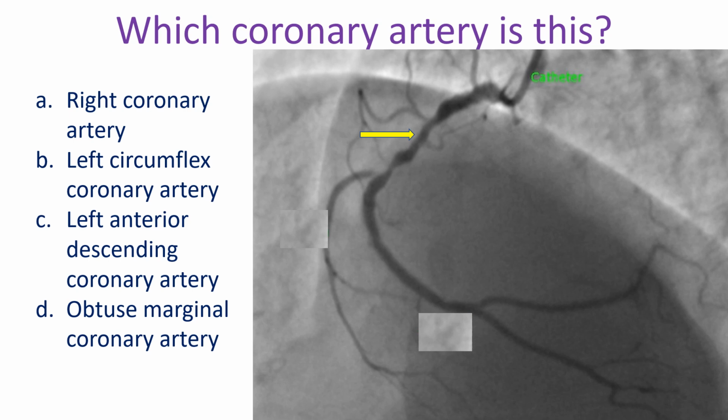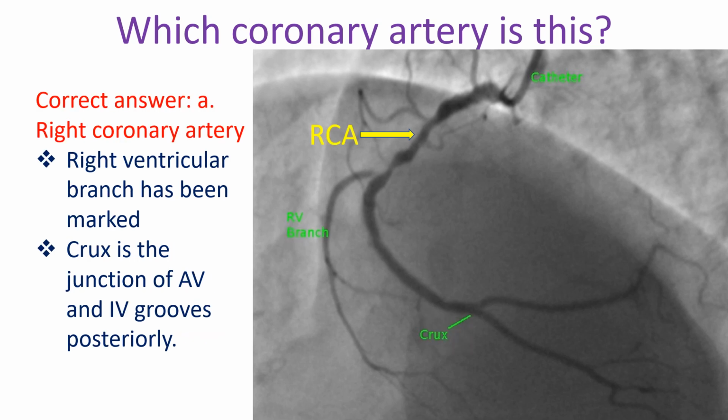Which coronary artery is this? A. Right coronary artery, B. Left circumflex coronary artery, C. Left anterior descending coronary artery, D. Obtuse marginal coronary artery. Correct answer: A. Right coronary artery. Right ventricular branch has been marked.